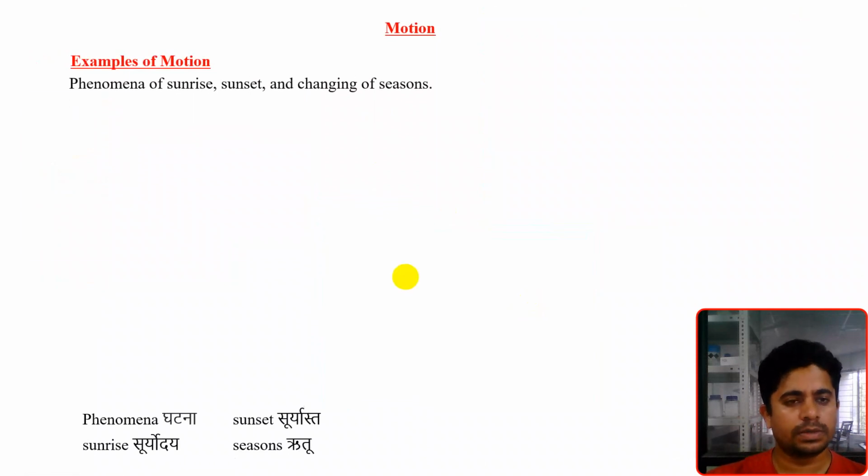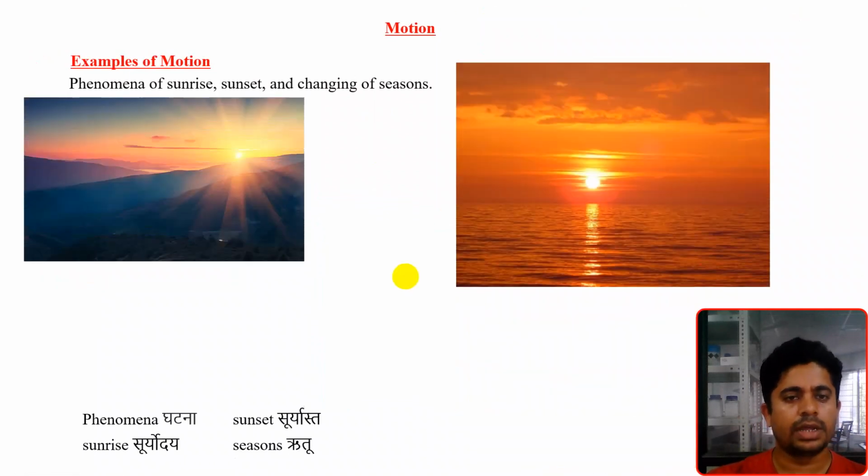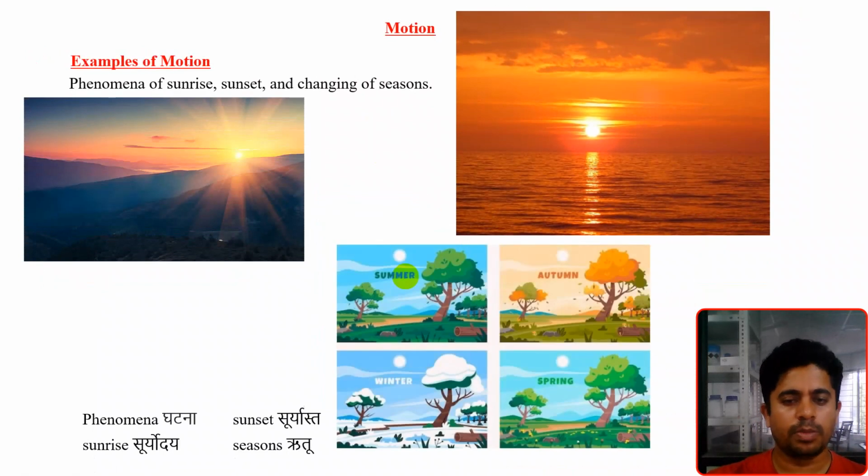Phenomenon of sunrise, phenomenon of sunset, and changing of the seasons from summer to winter, spring season, autumn season. All these are actually live examples of motion. We observe them in daily life.